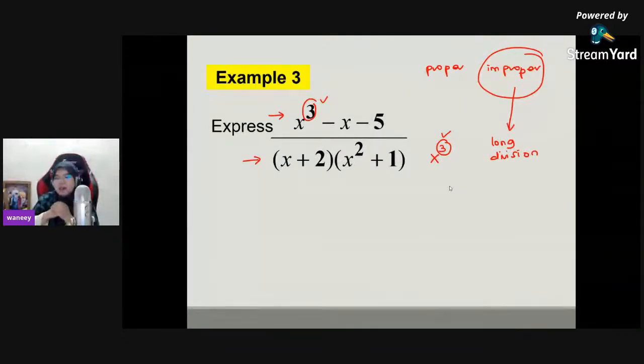So saya bagi tempoh dalam 2 minit untuk buat long division, boleh? Saya guide sikit lah. I'll guide you a little bit. So do make sure to expand them and then do the long division first. Because we need to make sure we can easily write them down as some polynomial plus with a proper fraction. So do the long division first. So saya bagi sampai 9.50 lah.